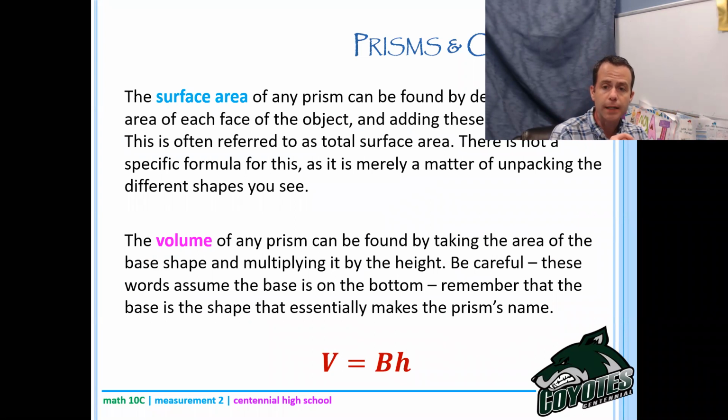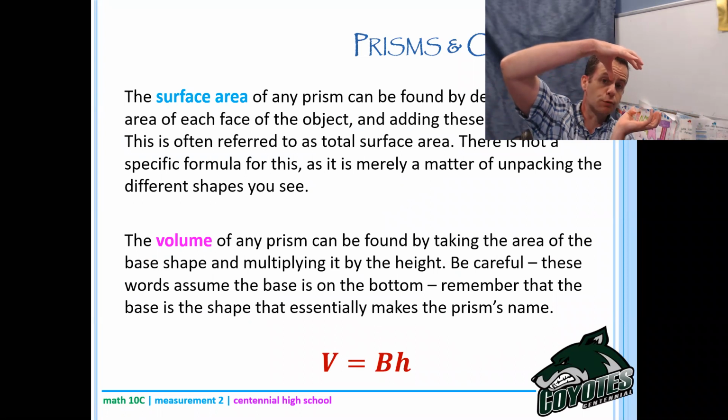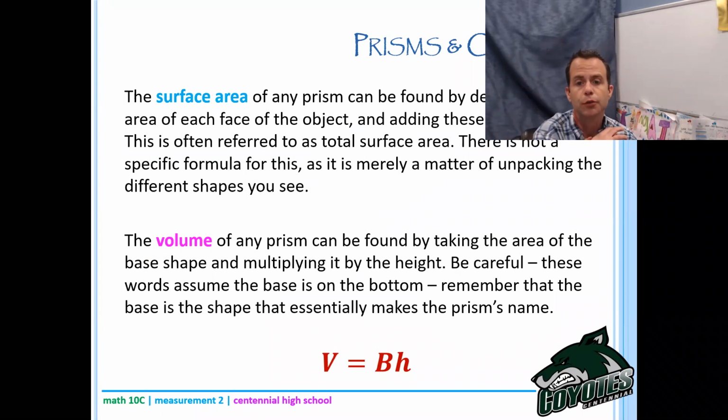The volume of any prism can be found by taking the area of the base shape, remember that's not necessarily the one on the bottom, and multiplying it by the height. Now the height assumes that you have the base shape on the bottom. So in that last example with the triangular prism, in order to get the height, I'd have to pretend that that triangle was on the bottom, so I'd have to rotate it like that, okay? So be careful, these words assume the base is on the bottom. Remember that the base is the shape that essentially makes the prism's name.